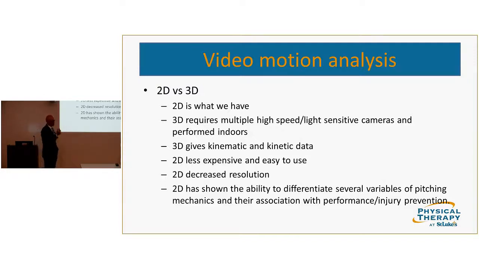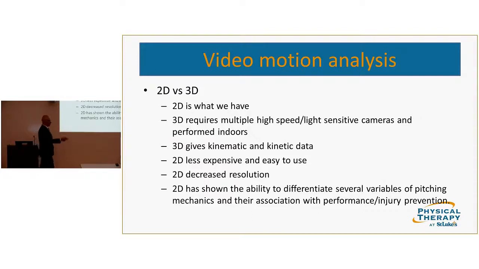You can take a video on the phone. It works pretty well. There's a couple apps out there. Dartfish has an app, I think it's called Dartfish Express, that you can utilize, and it'll give you some of the ability to slow down. But again, know that it's going to be a little bit slower, 2D at a little bit less resolution.